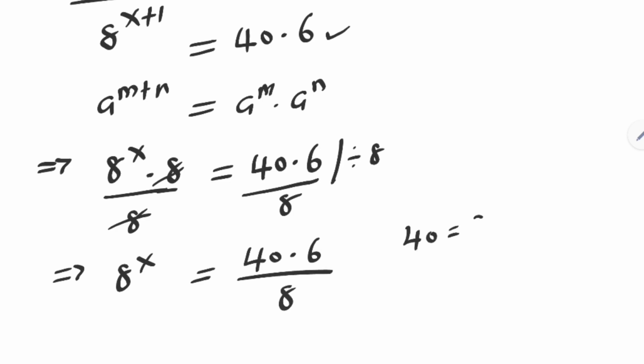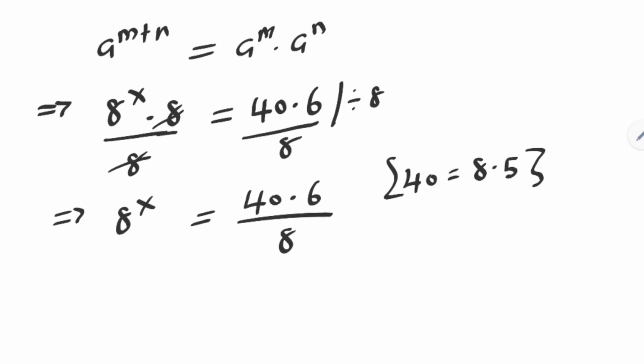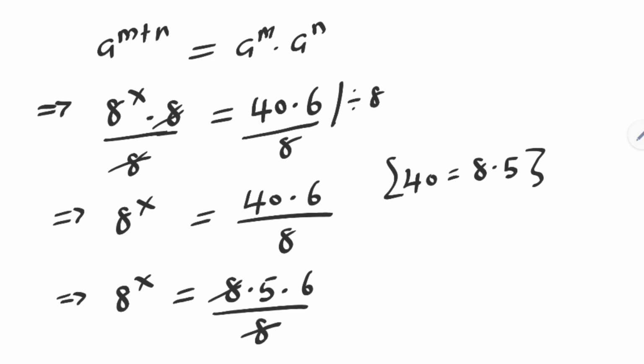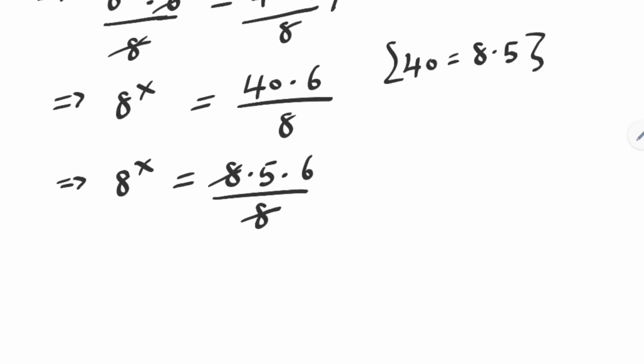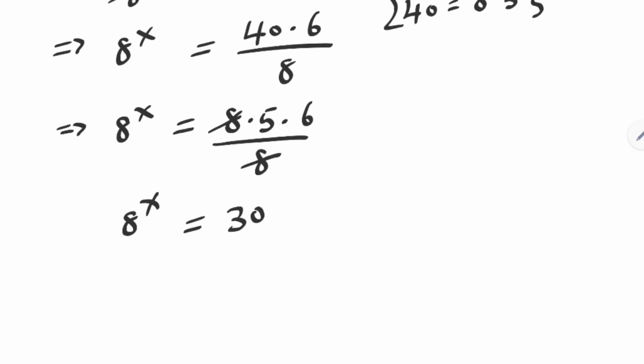40 is equal to 8 multiplied by 5. 8 raised to power x is equal to 8 multiplied by 5 multiplied by 6 over 8. This 8 cancels this 8. 8 raised to power x is equal to 5 times 6. This is 30. Now let us take the log on both sides of this equation.